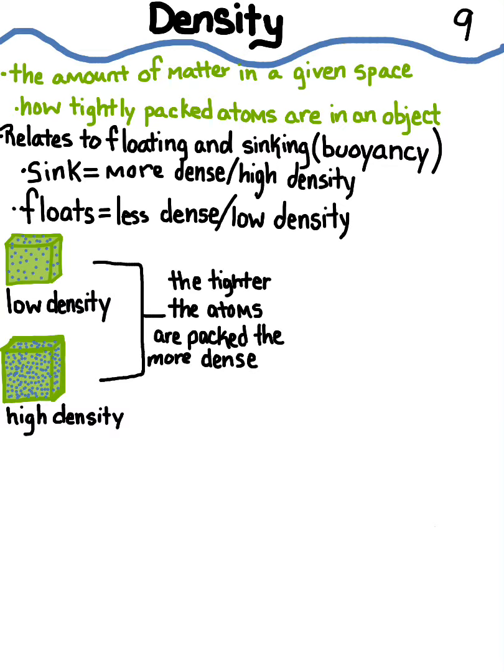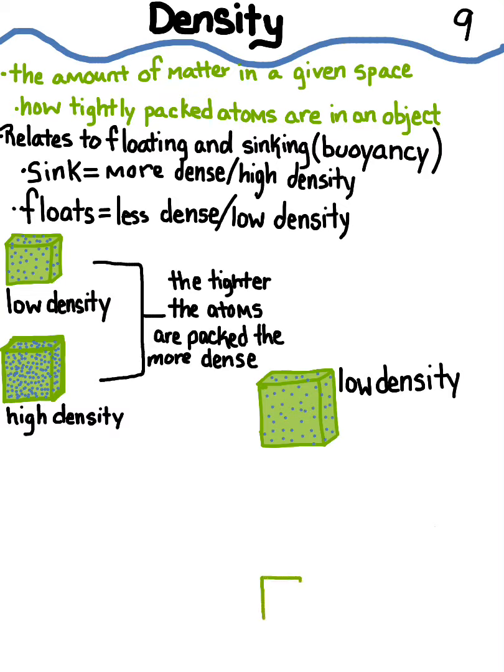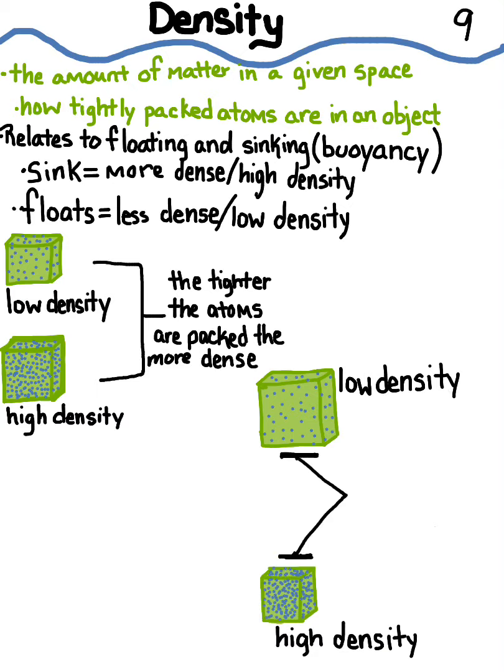What happens when we have an object that is more dense, but it's smaller than the object that is less dense? First, draw a cube that is roughly the same size as the ones that we've been drawing. This first cube is going to have a low density, so make sure you draw the atoms further apart. Our second cube is going to be smaller, much smaller than the first, and it is going to be our high density cube still. Our smaller cube is our high density cube.